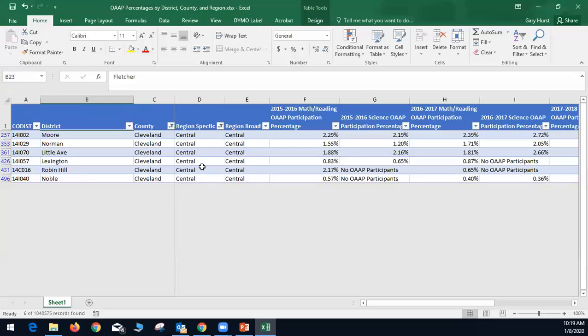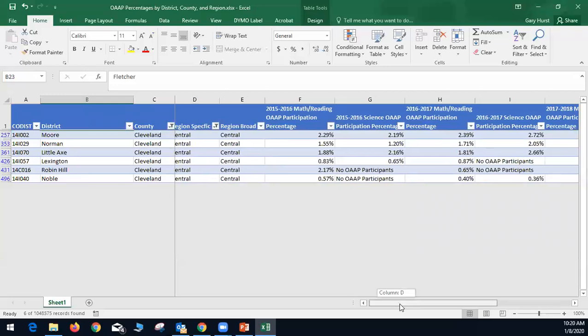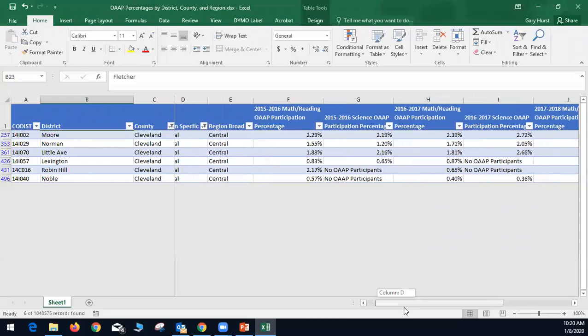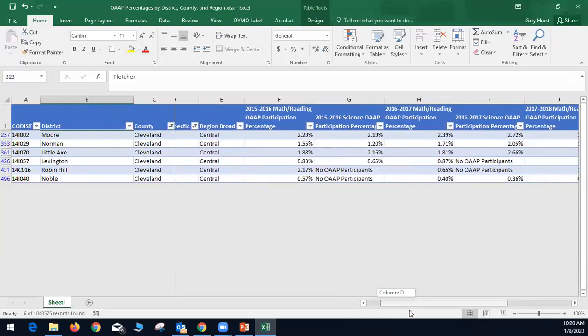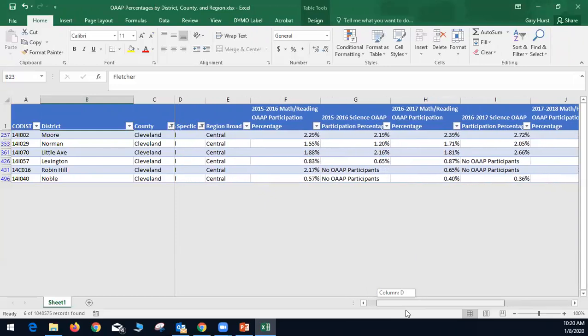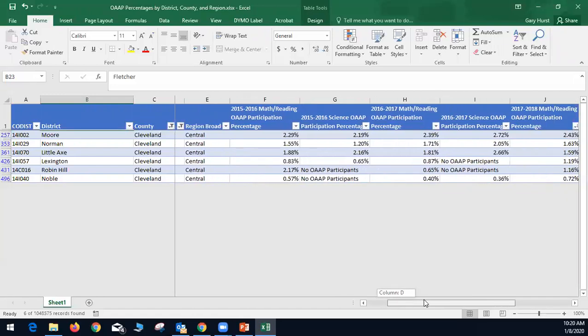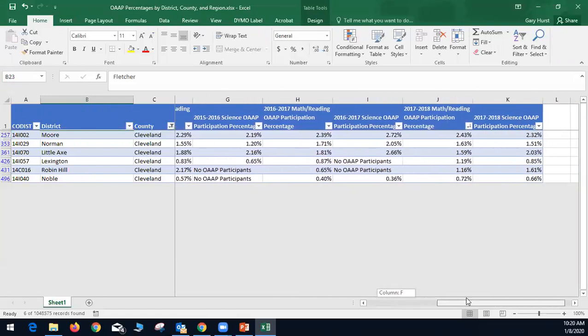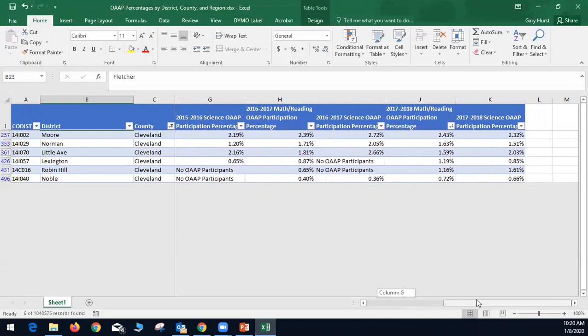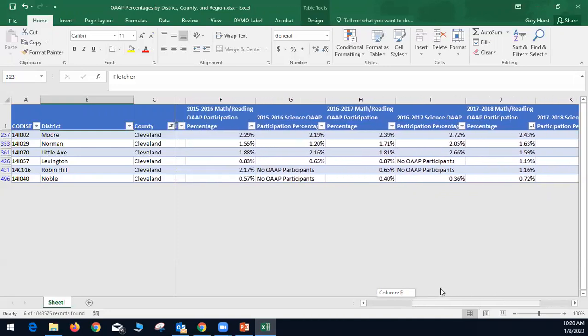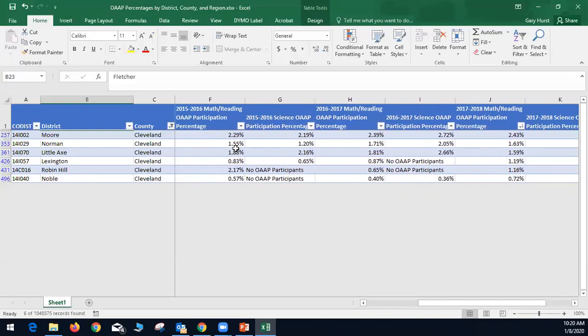Cleveland County. And then here are the OAP percentages, and we have it broken down by math and reading, which is always going to be very close. It's required, all grade levels. So it's going to be very close. So we just group those two subjects together. You can compare your district to other districts and see kind of what your district looks like, and then you can look at your trend as well.